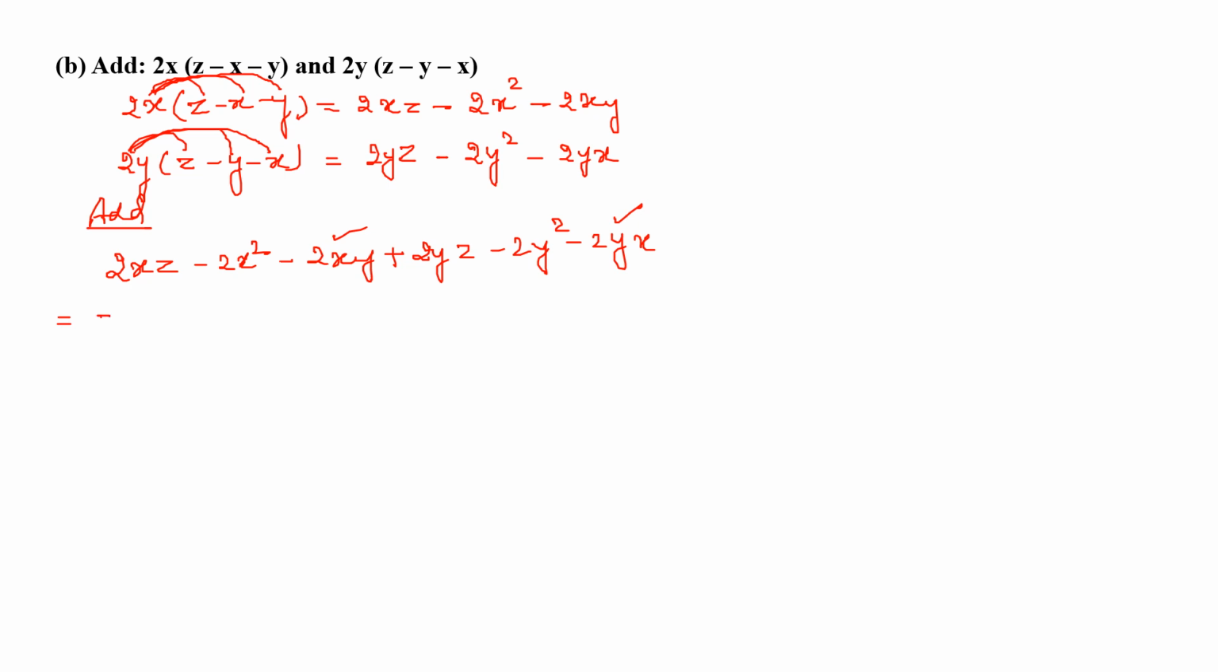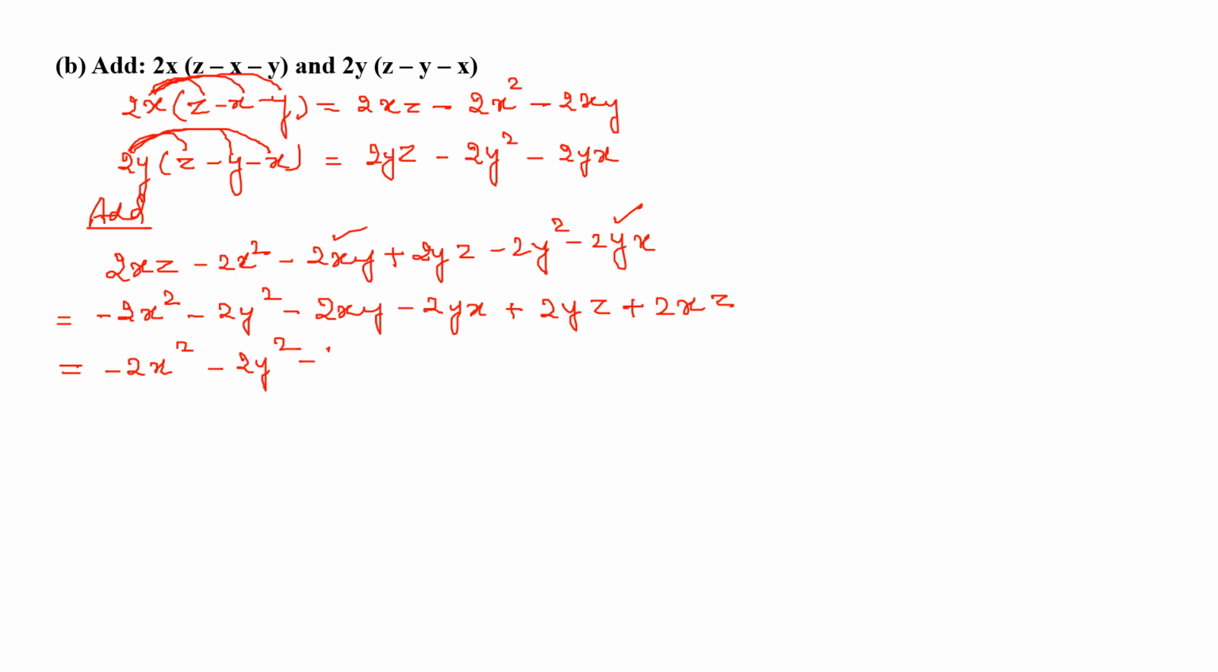So first the highest power of x is 2, so first I will write that. Then minus 2y square, then minus 2xy and again minus 2yx. Both the like terms I have combined together. Then plus 2yz plus 2xz. So now the final answer is going to be minus 2x square minus 2y square, minus 2xy and minus 2yx, which will become minus 4xy, and then plus 2yz plus 2xz. So this is the second part of question number 5.